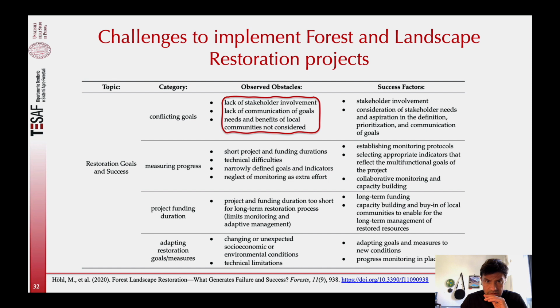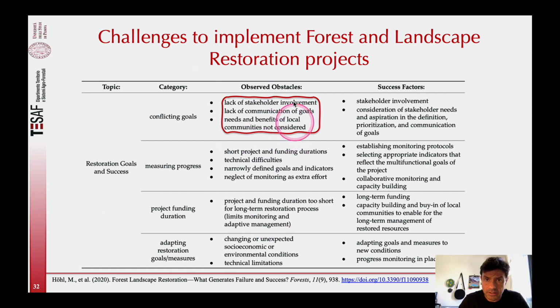So the first one, this paper I do recommend you to read. The authors review many restoration projects all around the world, and they come up with a list of challenges and recommendations to overcome those challenges. This table is from this paper. So there are some challenges, such as the connection between the goal of the restoration project and the expectations of the stakeholders. Sometimes the goal doesn't match the interests of the stakeholders.